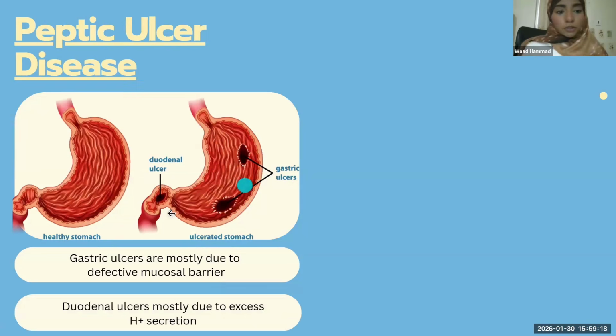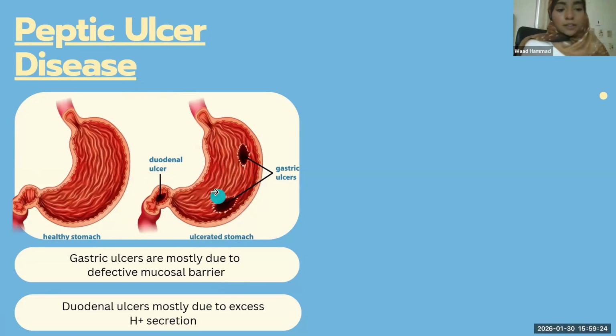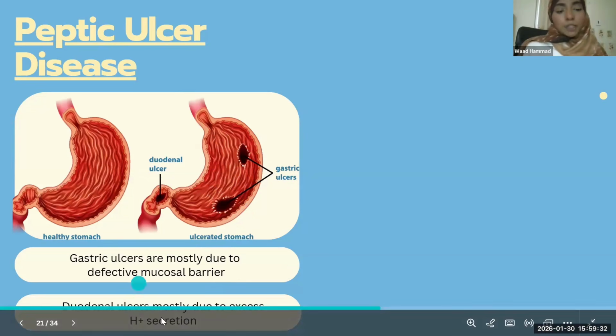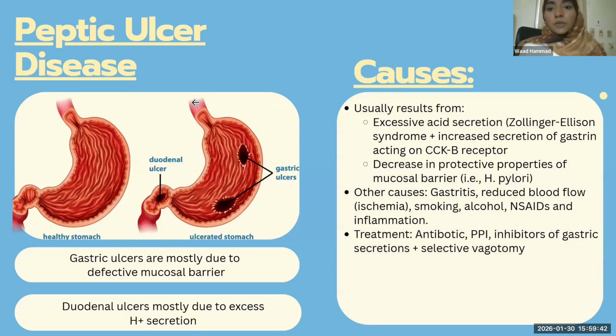For duodenal ulcers, it's usually because there's excess H plus secretion, because the main thing that the duodenum does is that it secretes a lot of mucus and a lot of HCO3 or bicarbonate. So it's a lot less likely that the problem would be the mucosal barrier. It's more likely that there's excess H plus secretion, which makes the chyme very acidic and it makes holes in our duodenum, right? So there are a lot of causes for what could happen with peptic ulcer disease.